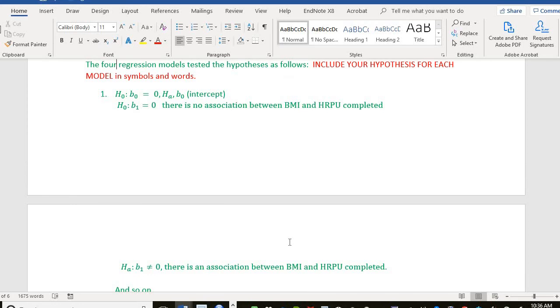But so I have the intercept. If the intercept is 0, there's no relationship. If the intercept is not 0, there is a relationship. If the coefficient is 0, there is no association. If the coefficient is not 0, there is an association. So that's how you write it.